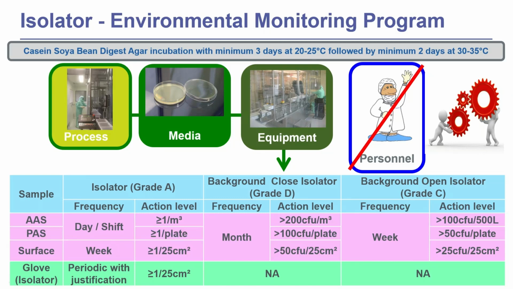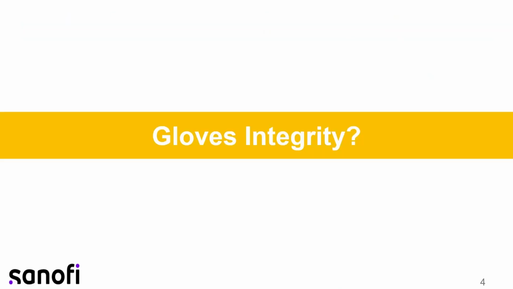with active air sampling, passive air sampling, surface monitoring, and gloves of the isolator. For each part, with the isolator in grade A, there are the frequency and action level, and the background depends on the isolator technology: closed isolator with grade D, open isolator with grade C, and you also have the frequency and the action level.